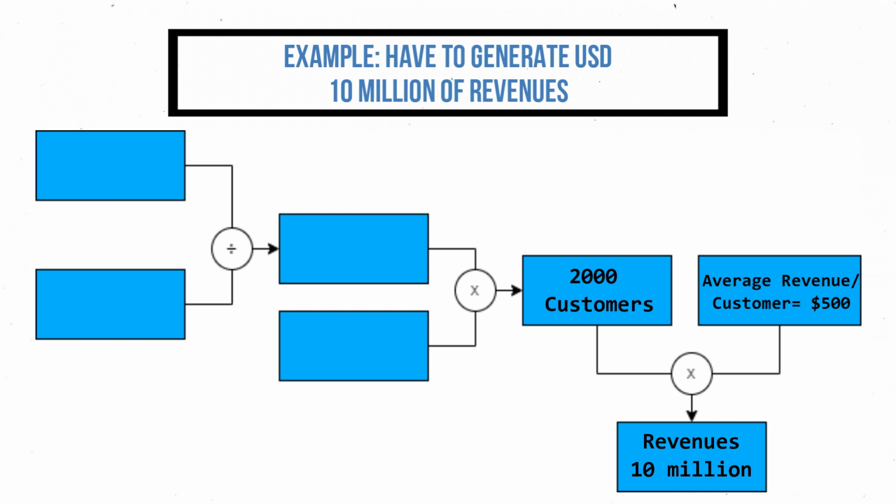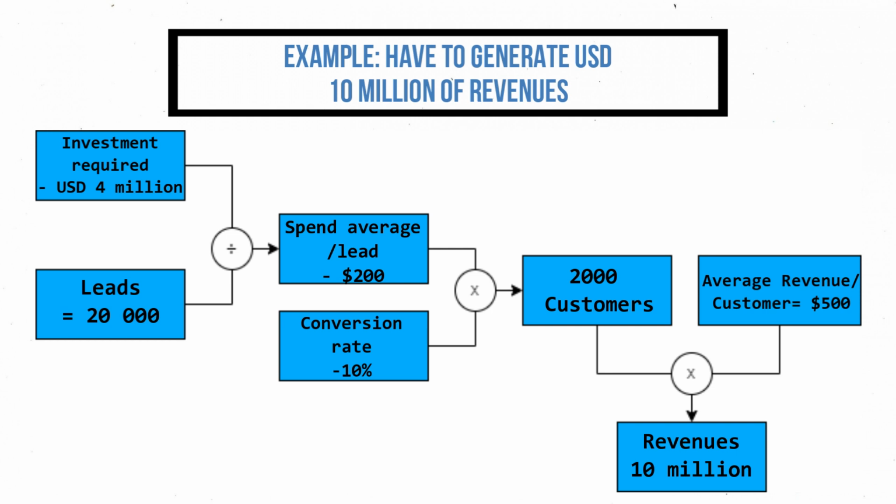Next, let's see how many leads we have to have in order to generate this number of customers. If we assume the conversion rate is 10%, so how many leads convert to customers, a conversion of 10%, this would suggest that we have to have 20,000 leads. And if we assume that we spend on average $200 per lead, it would require us to invest $4 million in acquiring the leads.